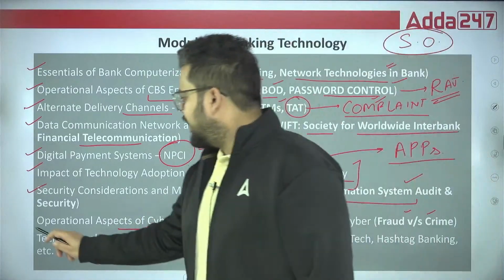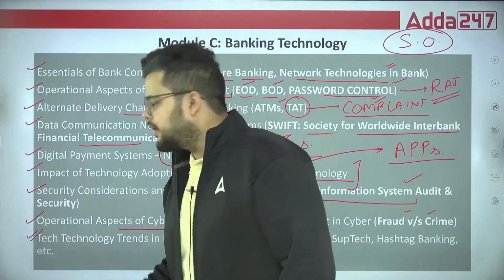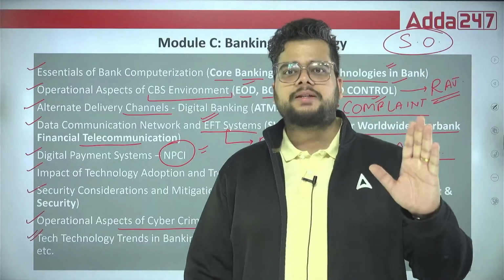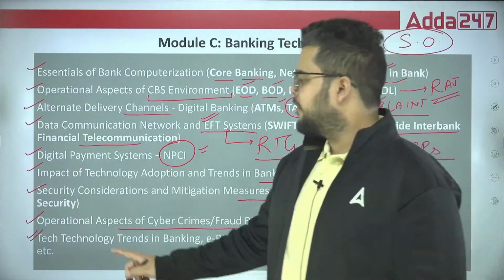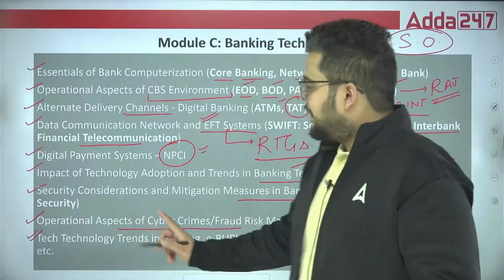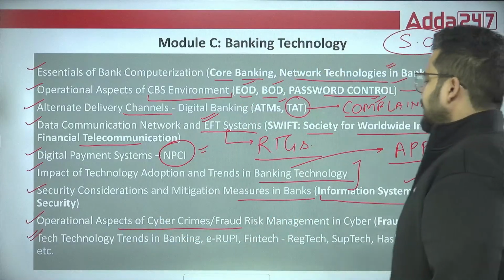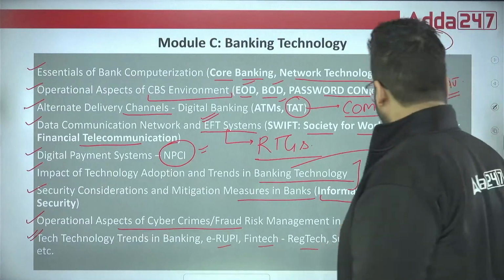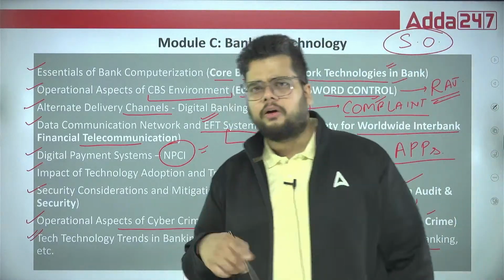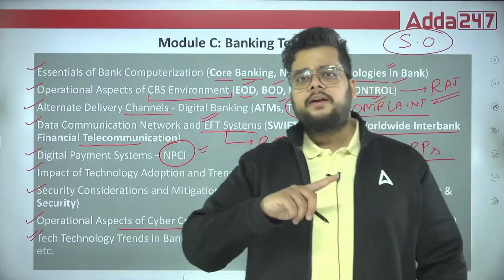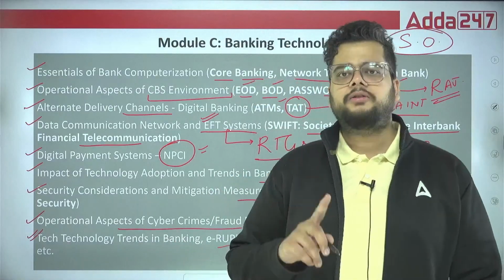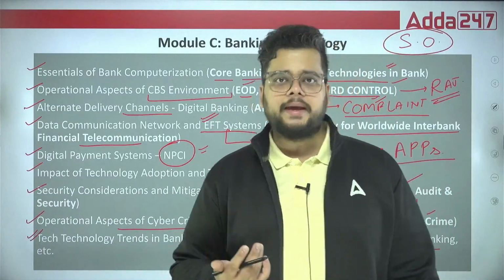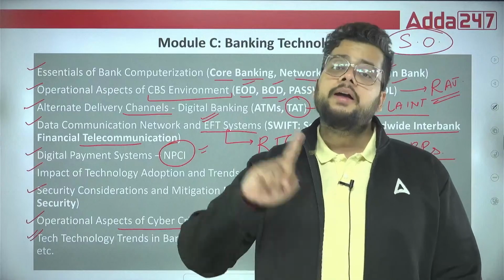Then we have the last and the most important one when we talk about the evolving questions, the type of questions are evolving from module C. It's because of this chapter only. Technology trends in banking, e-rupee, fintech, regtech, subtech, hashtag banking, etc. All those terms which are evolving in the fintech world, all those are very important. Whenever we talk about some initiatives of RBI, they are important related to fintech.